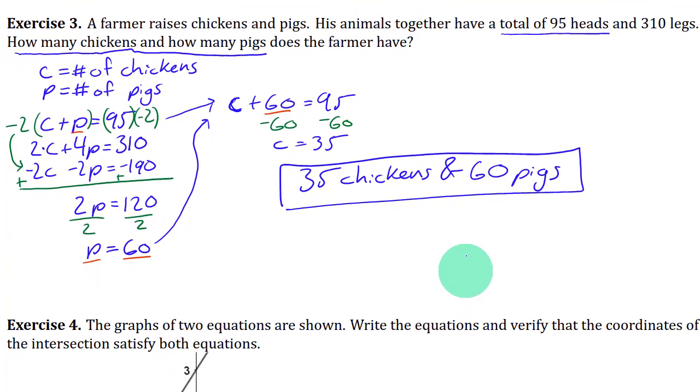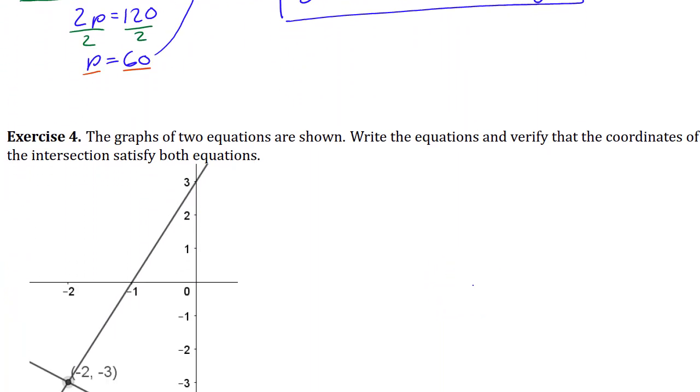All right, now let's look at exercise 4, the last one here. We've got the graphs of these 2 equations. Let's write the equations and verify that the coordinates of the intersection satisfy both equations. So it looks like the intersection should be -2, -3, x equals -2, y equals -3. Those should be values of x and y that you can plug into each of these equations that make them true. So what I would do here is get the slopes of each of these two equations.